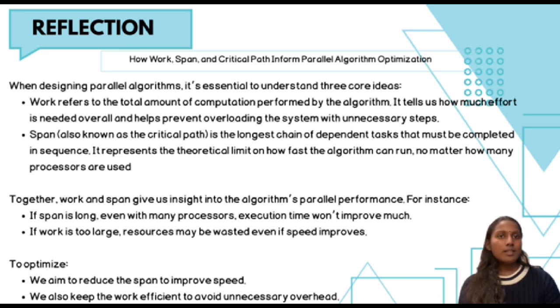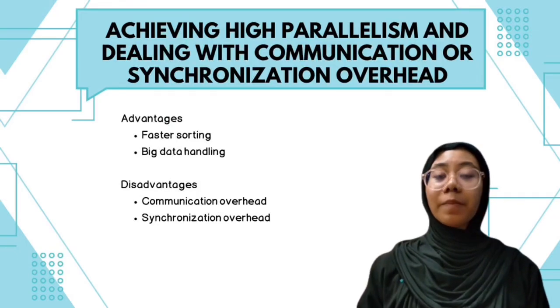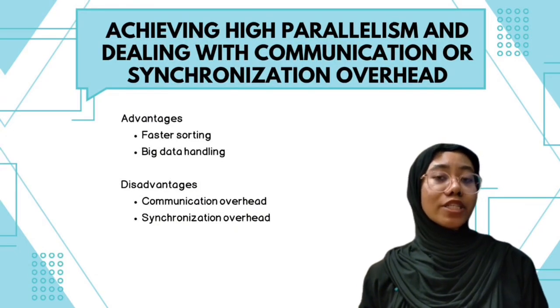Together, work and span give us insight into the algorithm's parallel performance. For instance, if the span is long, even with many processors, the execution time won't improve much. But if the work is too large, resources may be wasted, even if speed improves. To optimize, we aim to reduce the span to improve speed, and we also keep the work efficient to avoid unnecessary overhead.